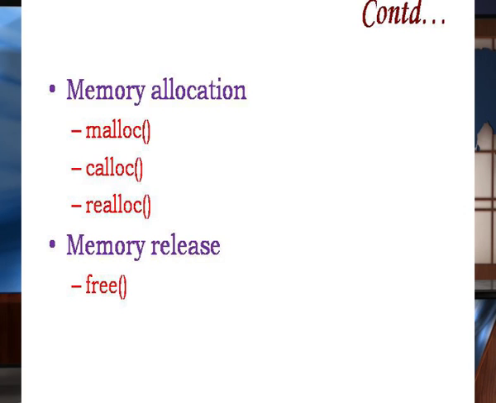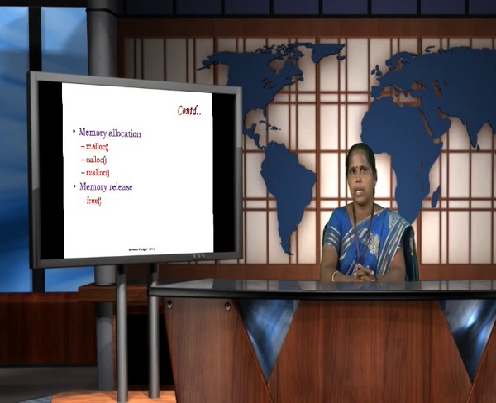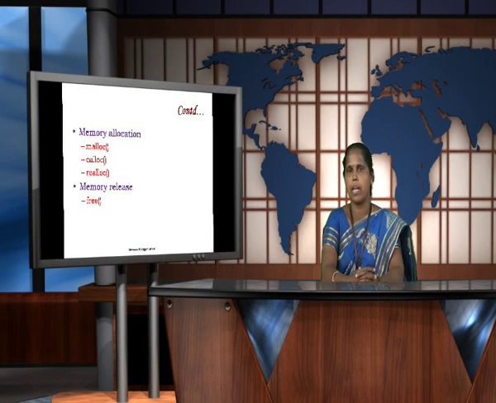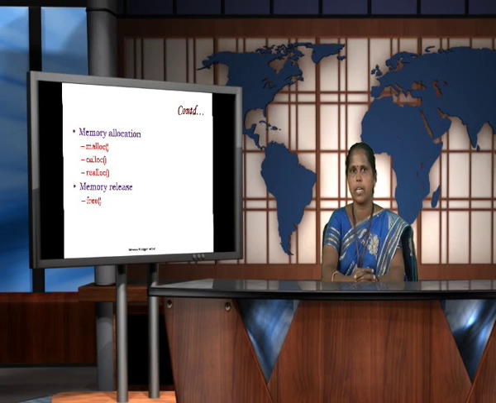Now let us discuss the memory allocation. All the three memory allocation functions will return a pointer, that is the address. The type of that address is void pointer. The void pointer means it can point to any data type. It is a general purpose pointer.